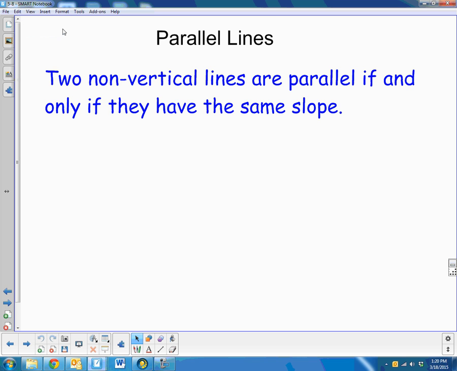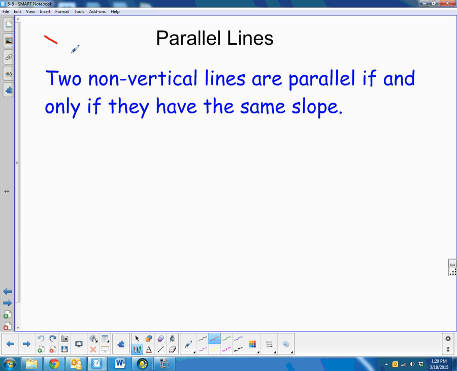All right, we've been looking at slope-intercept form and point-slope form, these different ways we can write an equation for a linear line. Now we're going to look at parallel lines and perpendicular lines. Parallel, kind of like the L's in parallel. Parallel lines are two lines that are going in the same direction.